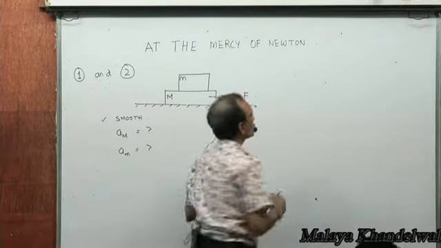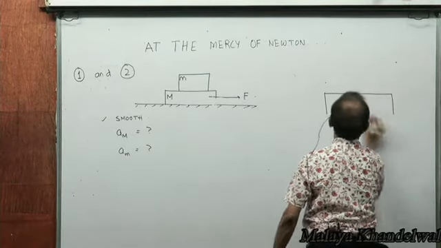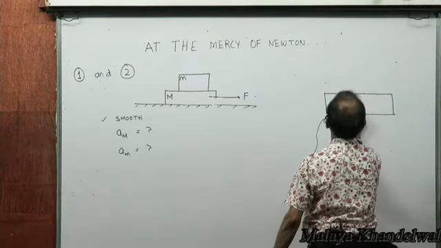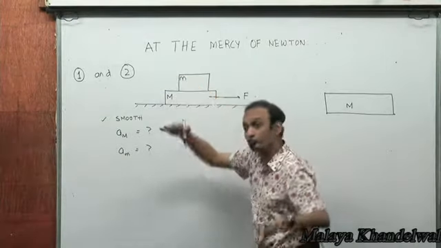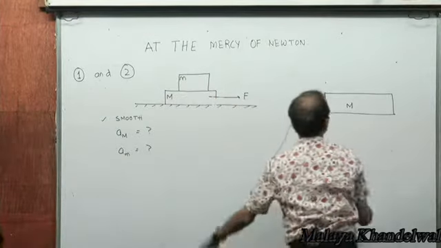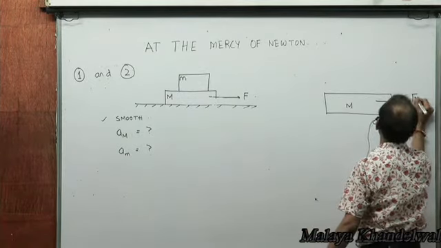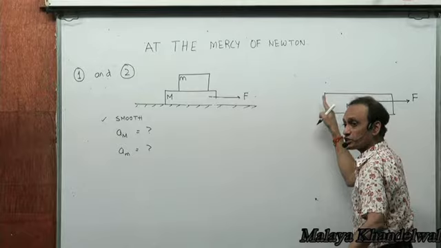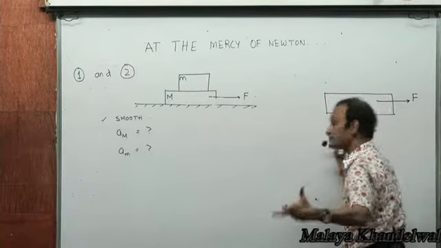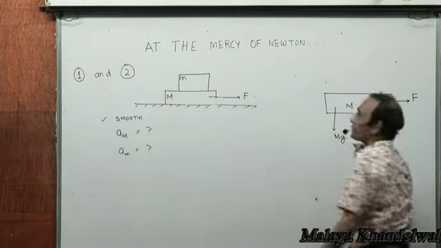Now, would you want to believe that since capital M and small m are smooth, they will exert no tangential forces on each other? Friction would be zero, right? So if you think about it, the free body diagram of capital M is this, F like this. There is no force in the tangential direction because the surfaces are smooth. There is capital Mg downwards, right?